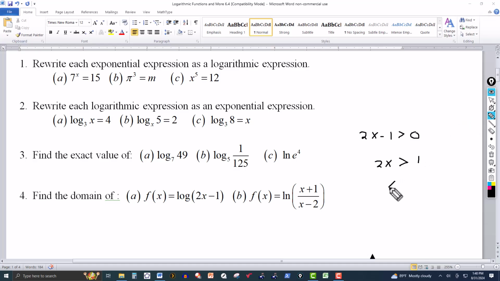Divide by positive 2. So the domain is all x such that x is greater than 1/2. We can write it in interval notation this way. And this would be the domain. Anything larger than 1/2. 1/2 is not included because 1/2 will make that 0. So that's your domain.